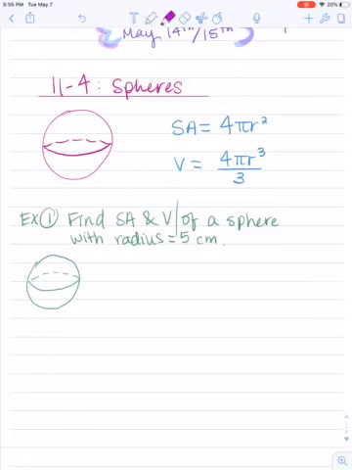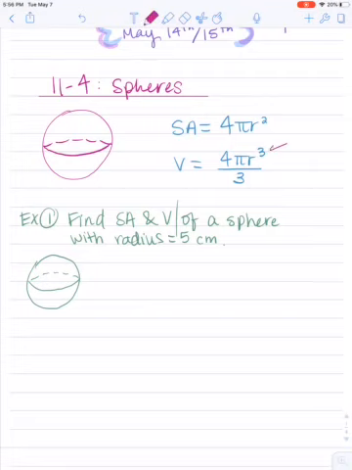So let's talk about the formulas. Surface area, there's only one surface, right? So there's actually no lateral area formula for spheres. It's just all one total surface. So it's 4 pi r squared. 4 pi r squared. Got that? Okay. And then volume, how much space does the sphere take up? Very similar, but it is 4 pi r cubed.